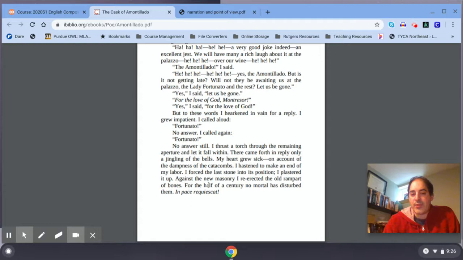"For half a century, no mortal has disturbed them." "Against the new masonry, I re-erected the old rampart of bones." "In pace requiescat," right? So it's 50 years later now. He's on his deathbed. He's maybe finally telling the story to somebody. We don't know who, maybe a priest, whatever. There are all kinds of textual clues that we might look at in a longer discussion. But basically, he doesn't seem remorseful. He doesn't seem to feel bad about this. He's proud of it.